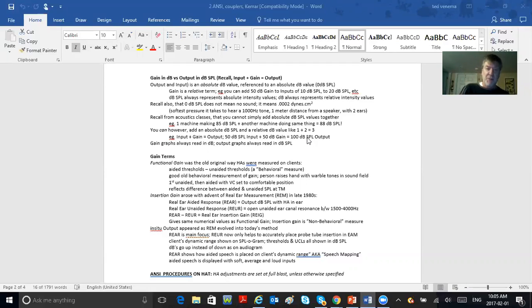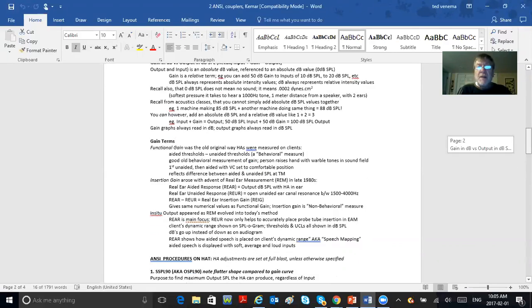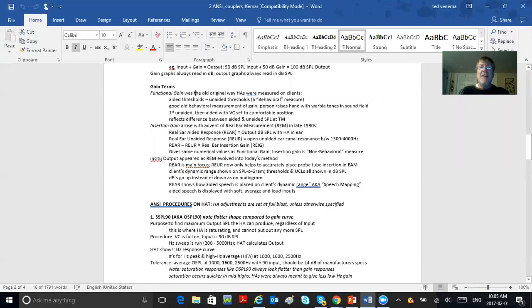Okay, let's move on down to some gain terms here, things you and I are going to encounter later on in the course when we get into real ear. Okay, gain terms, functional gain. This is the way hearing aids used to be measured on people. There's a few dinosaurs around who still use this method, but nobody really uses it anymore. But before real ear, that's all they had.